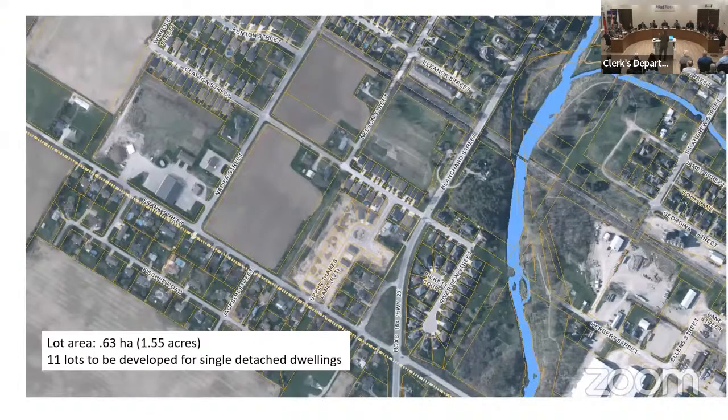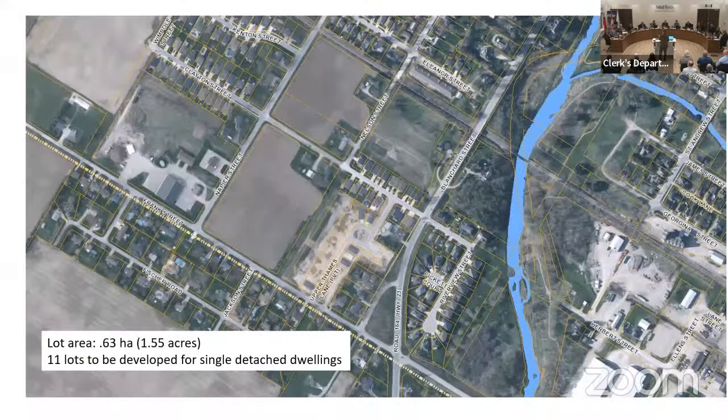Is that you or me? That's me. It was you. Okay, so this is the location of the property. Oh, that was me, I turned it off. There we go. That's the location of the property.